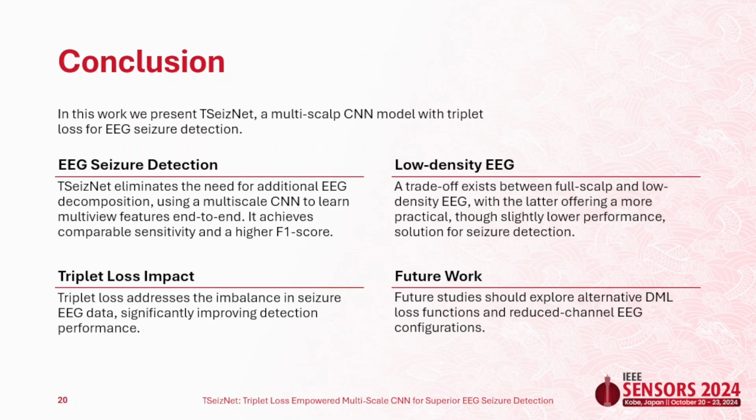And low density EEG shows a trade-off between using full scope and low density EEG, as low density EEG has slightly lower performance, but it gives a significant advantage in terms of patient comfort. And future work should focus on alternative deep metric learning loss and reduced channel EEG configuration.